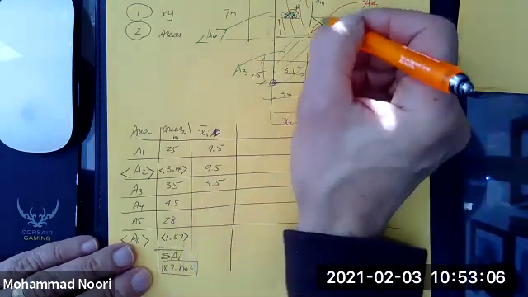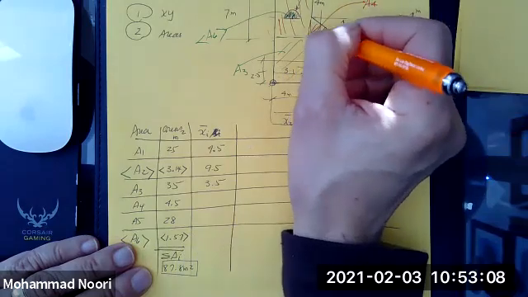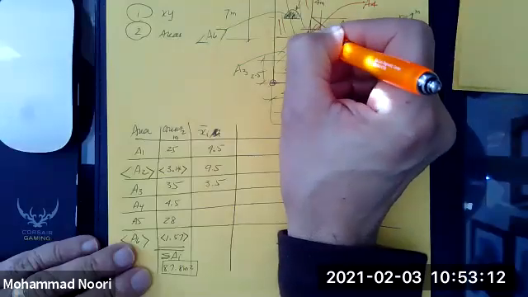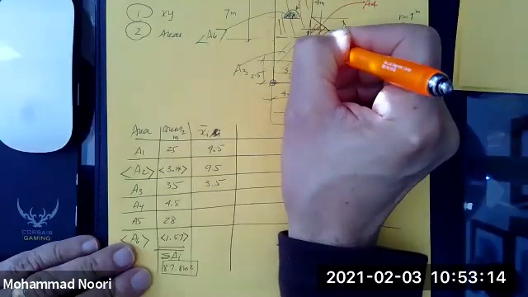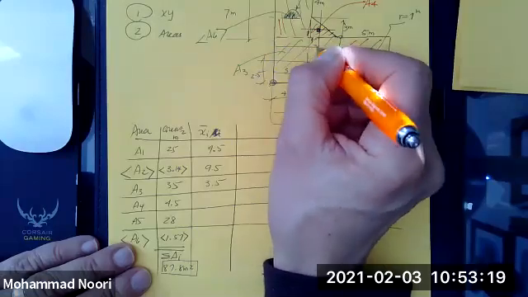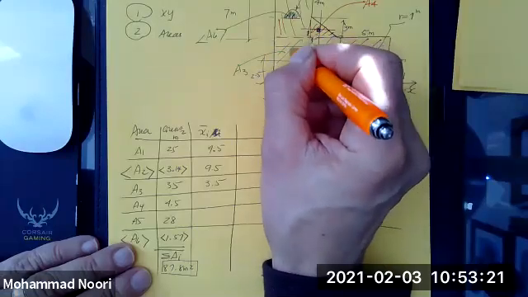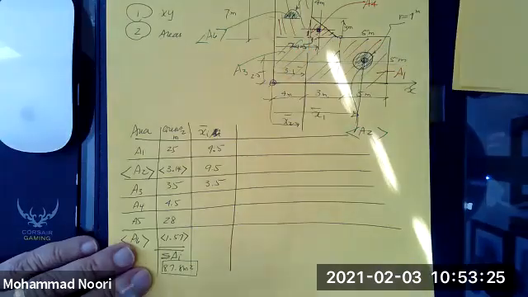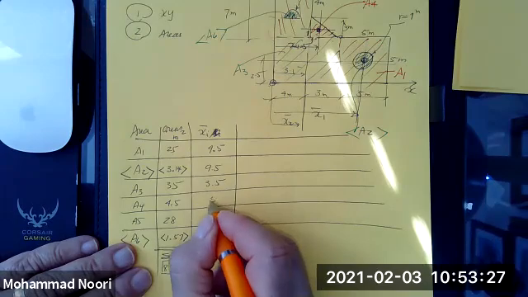How about A4? 1/3 from here, 1/3 from here. This is 3, so this is 1 meter here and 1 meter here. So the centroid of this from this axis is 1 plus 4. This is x4, which would be 5.